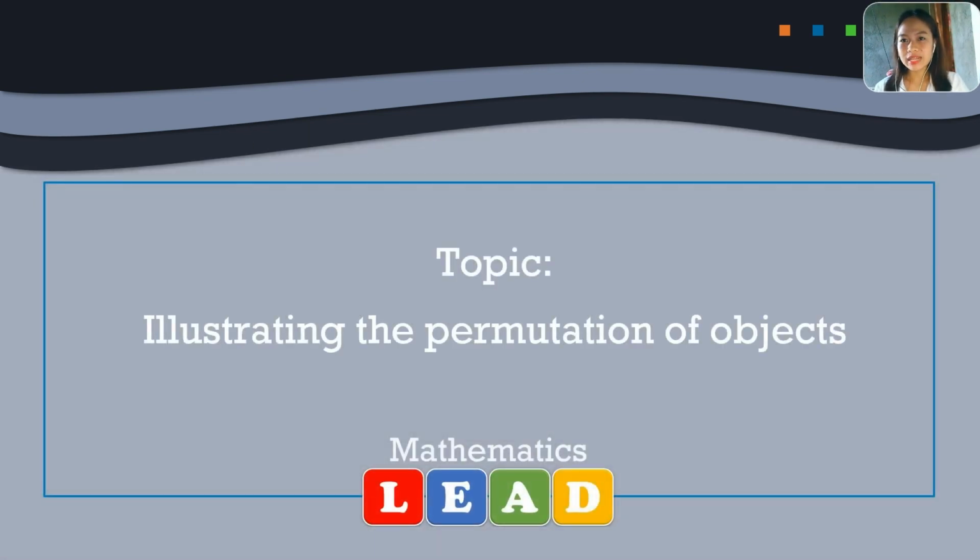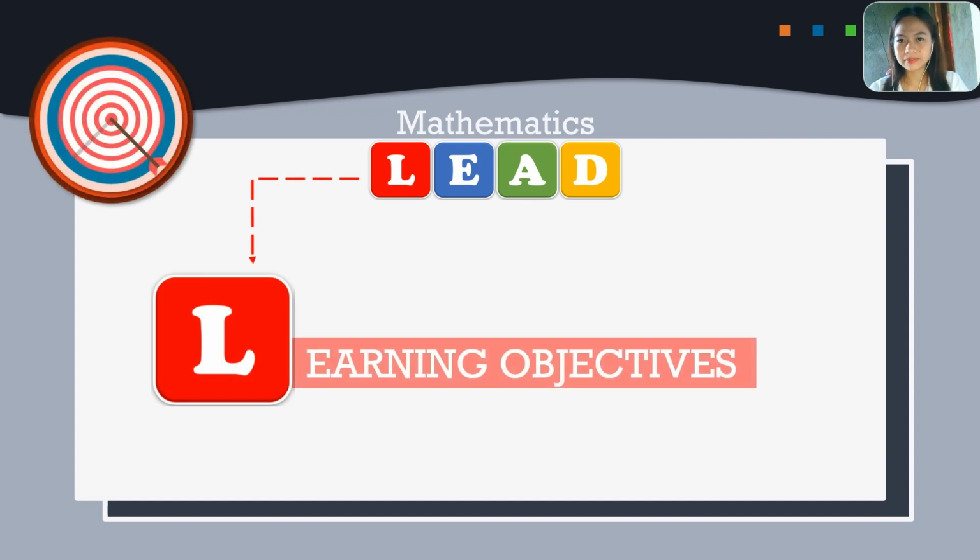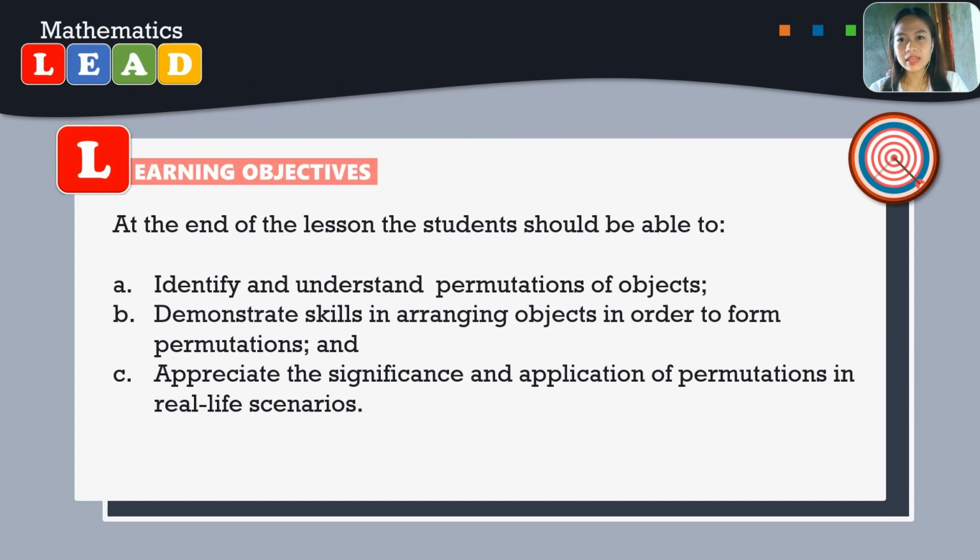Today, we're going to discuss illustrating the permutations of objects. Now, let us have our learning objectives. At the end of the lesson, the students are expected to identify and understand permutations of objects, demonstrate skills in arranging objects in order to perform permutations, and appreciate the significance and application of permutations in real-life scenarios.